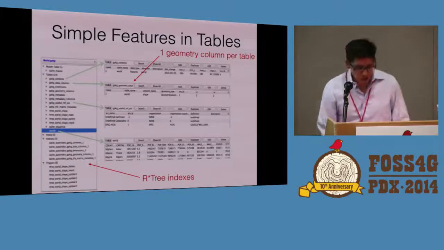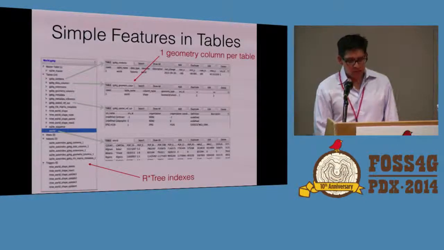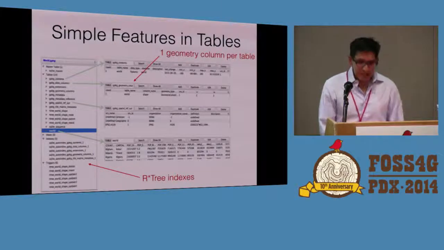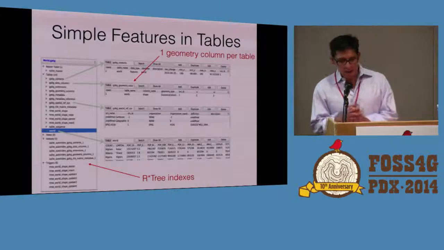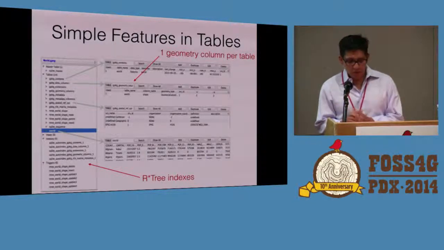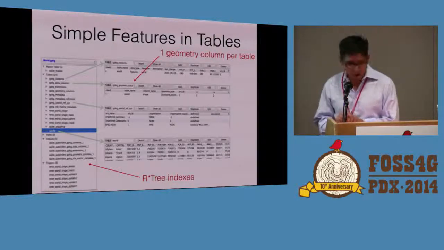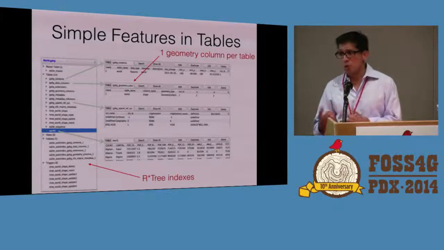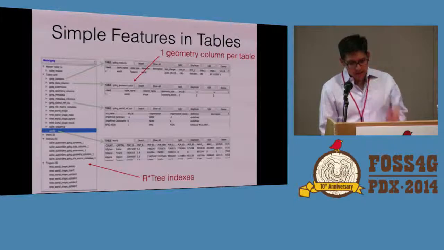This is also a screenshot of the simple features in tables. You will see that we have one geometry per column. Another advantage of using SQLite is that we can also use R-trees, which allow spatial indexing, for example when you want to do range queries.